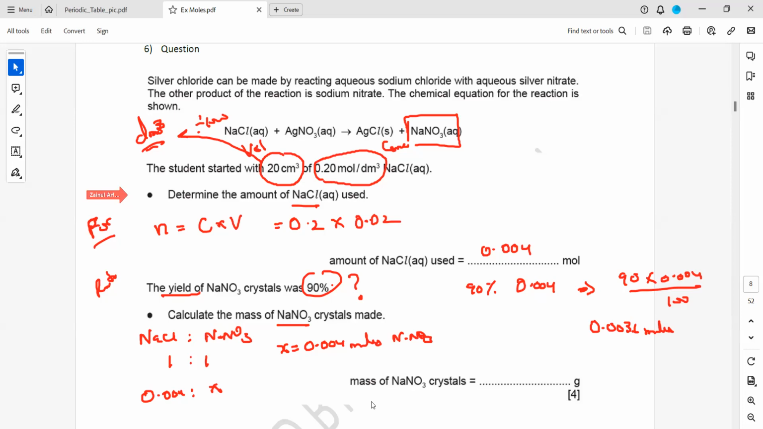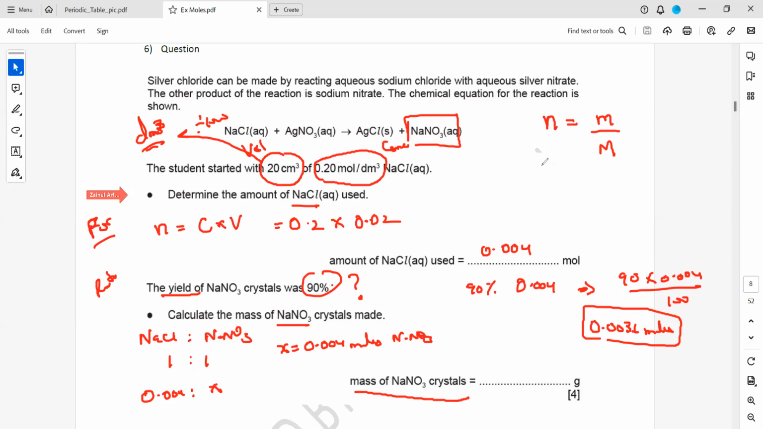And the last part, we need the mass. So how to convert the moles into mass? Because we have the moles, we have to find the mass in gram. The question is the mass of the sodium nitrate crystals. So how do we work it out? We have the first formula that moles equal mass in gram divided by molar mass.